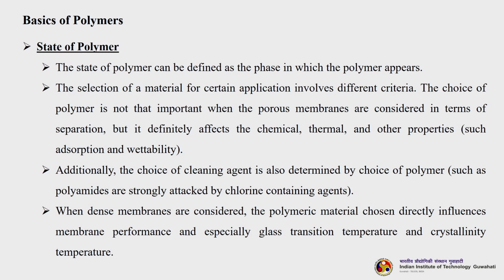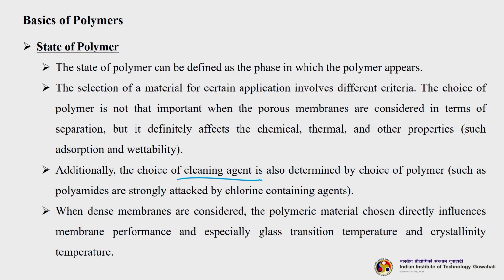So, students, let us try to understand what the state of a polymer is. The state of a polymer can be defined as the phase in which the polymer appears. The selection of a material for a certain application involves different criteria. The choice of polymer is not that important when porous membranes are considered in terms of separation, but it certainly affects chemical, thermal and other properties such as absorption and wettability. Additionally, the choice of cleaning agent is also determined by the choice of polymer.